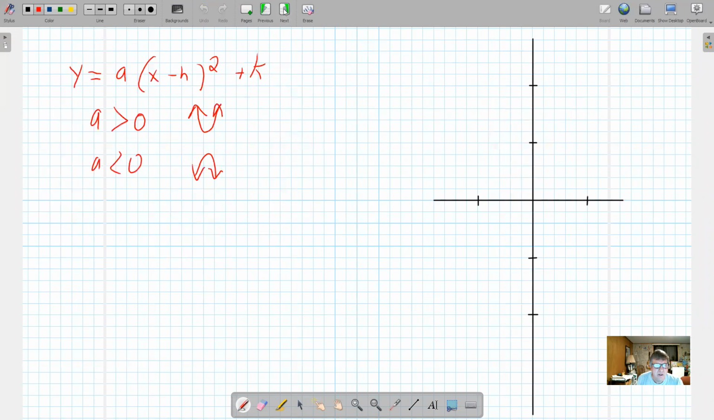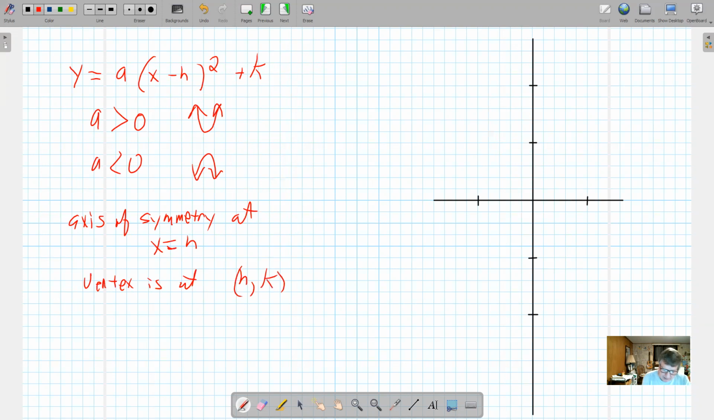Okay. So what we've got is this. The thing called the axis of symmetry, which is a dotted line that goes through the vertex. It's a vertical line about which the graph is symmetric, is going to be at x equals h. Okay, it's an equation. It's not just a value. It's at x equals h. The vertex is at h, k.